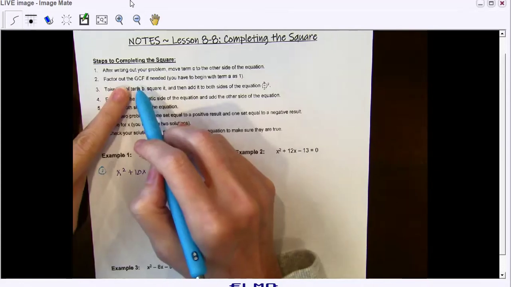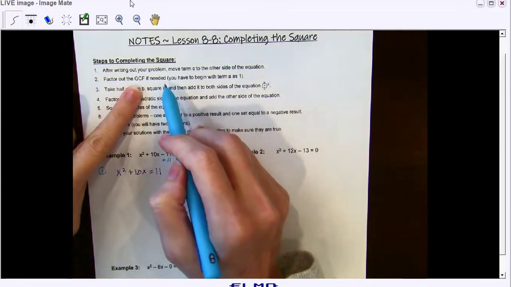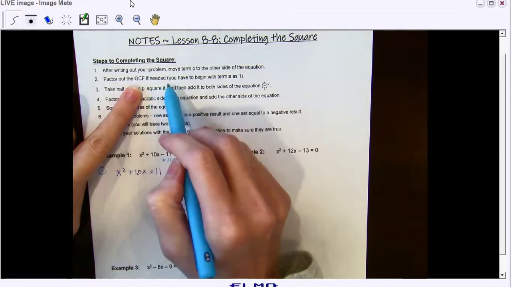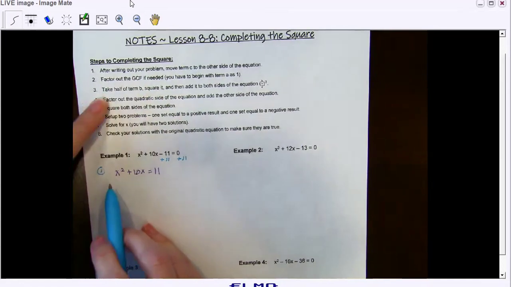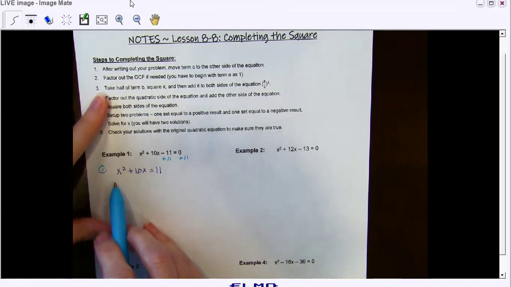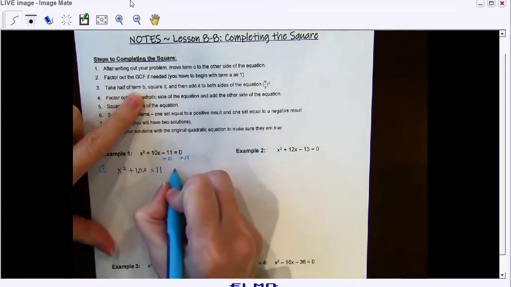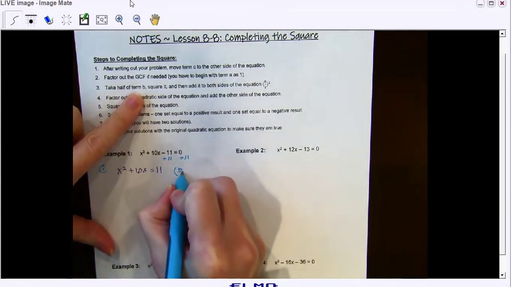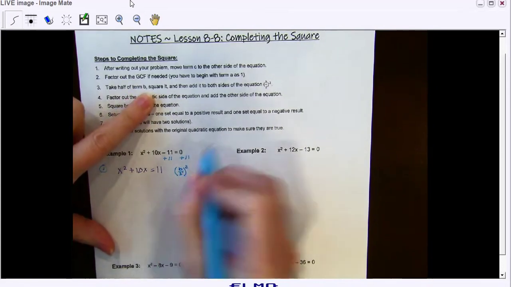Step 2, factor out the GCF if needed. There is no GCF, so we do not have to do that one. A is already 1. We're going to move to step 3. Step 3 tells us to take half of term B. So we're going to take B divided by 2 and square it, and then add it to both sides.